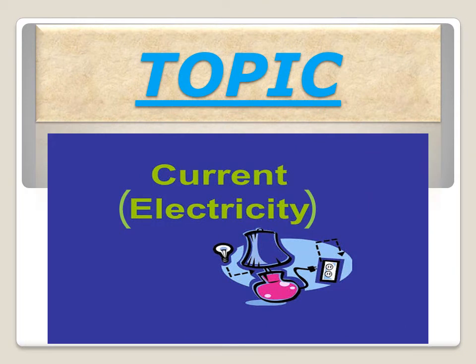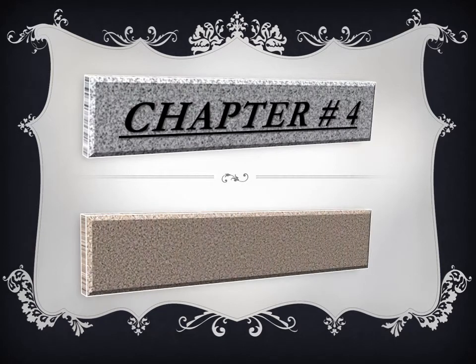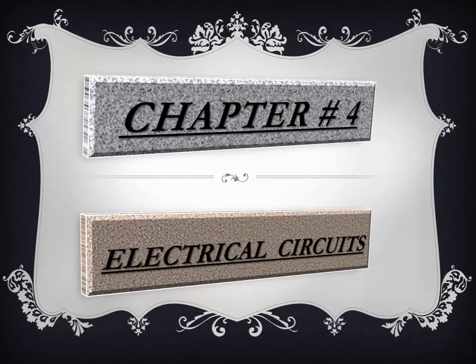Our today's topic is current or electricity. Electricity is an important facility of our daily life. It makes our life easier. With the help of electricity, we can operate many of our daily life appliances just like computer, television, fan, lights, ACs. All these appliances work on electricity. This topic is from chapter number 4, Electrical Circuits.